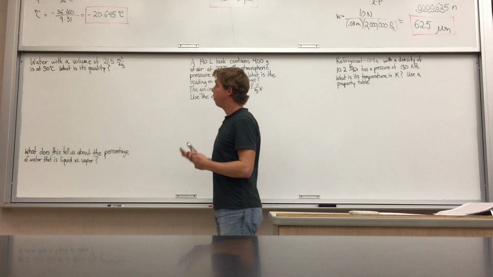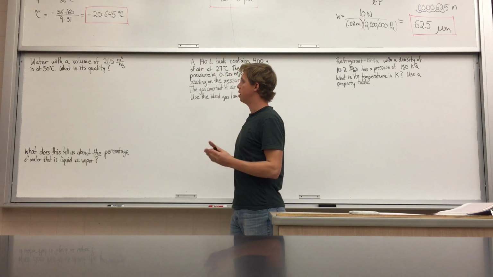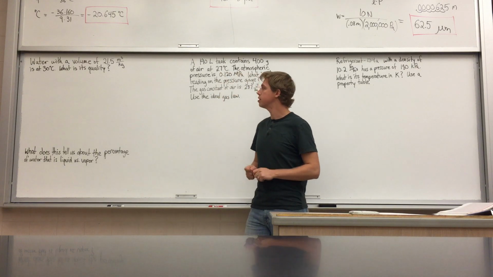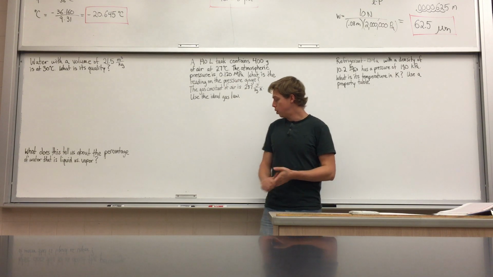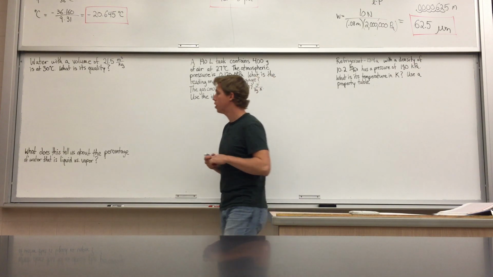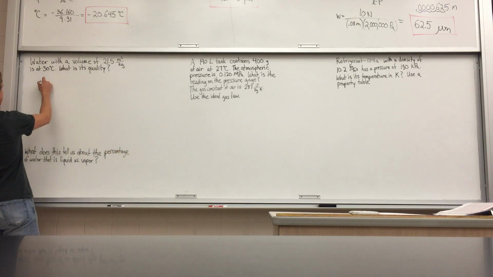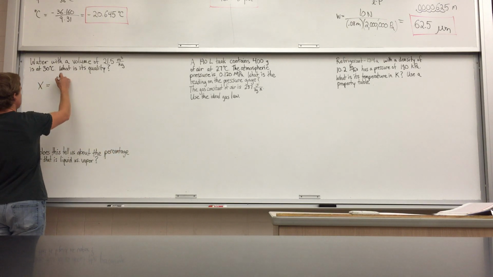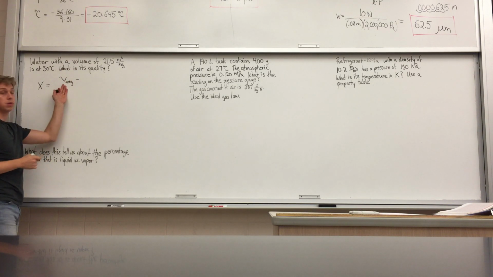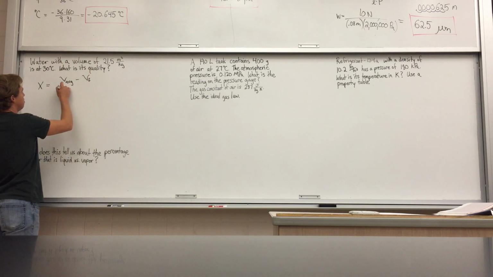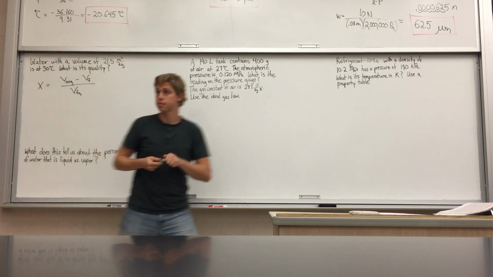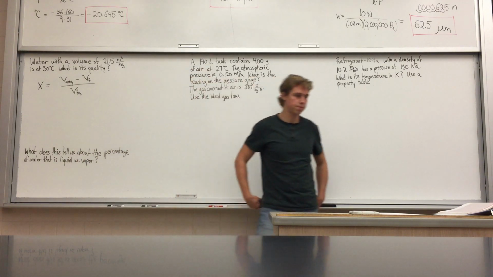Next, water with a volume of 21.5 meters cubed per kilogram is at 30 degrees Celsius. What is its quality? Well, this is a problem that we remember from the lookup tables, but before we go to the lookup tables, we can write down the formula for quality. Quality x equals our specific volume, we usually write average, this is the specific volume that we have, the one given to us, minus specific volume of the fluid, that's all over vfg. That's the formula we're going to use.